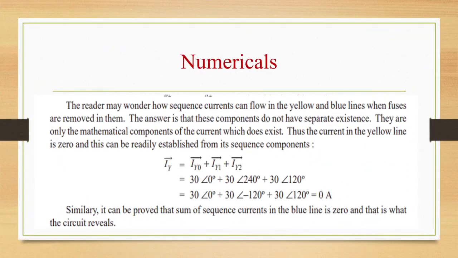So if we wonder how sequence currents can flow in the yellow and blue lines when fuses are removed in them, the answer is that these components do not have separate existence. They are only the mathematical components of the current which does exist. So current in the yellow line is 0 and this can be established from its sequence components. That is IY is a vector addition of IY0, IY1 and IY2. So 30 angle 0 plus 30 angle 240 plus 30 angle 120. So it will become 0 amperes. Similarly, it can be proved that the sum of sequence currents in the blue line is also 0.